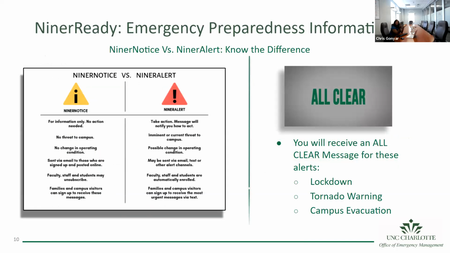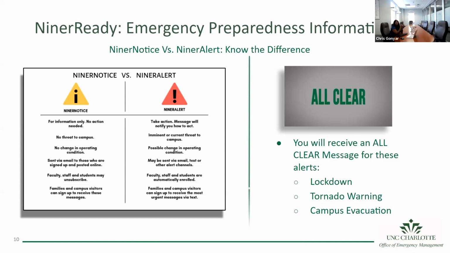So very quickly, one question that we get very often is, what's the difference between Niner Notice and Niner Alert again? Should I be paying attention to all of these? What does it mean? So we just highlighted a few differences to go over very quickly again. A Niner Notice means that there's information that you need to know, and there's not a threat to campus, and you will only receive these notifications via email.